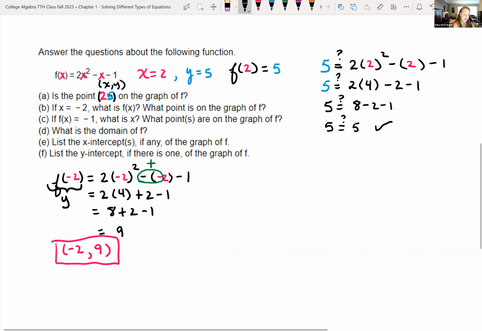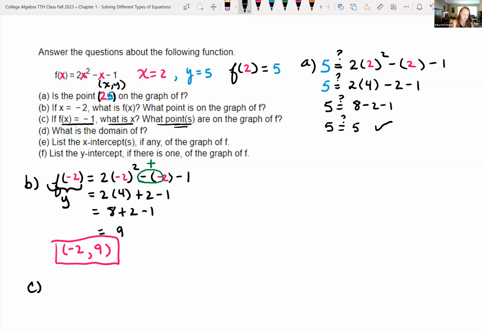We're now looking at part C. Part C, this was part B. Let me just write this down. This was part A. Part C says if f of x is equal to -1, what is x? And what are the point or points that are on the graph of f?